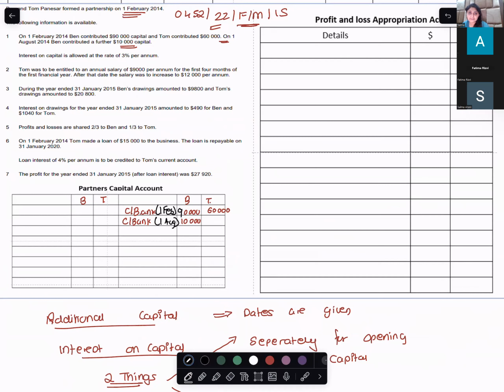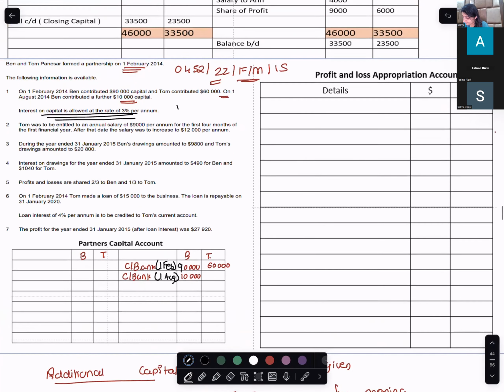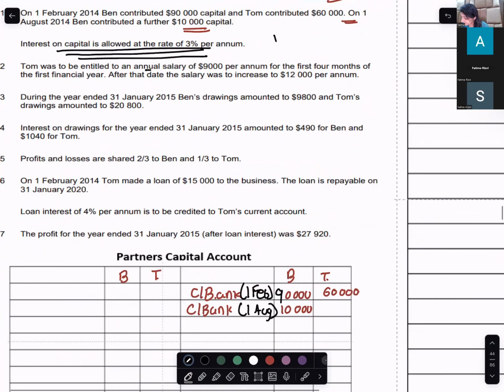I hope you are there with me. Yes, miss. Okay, fine. Now read the question. Interest on capital, how much percent? 3% per annum. That means interest on capital is there. Then if I scroll through this, there is salary, there is drawings given to us, there is interest on drawings, and there is share of profit. Then there is interest on loan also.